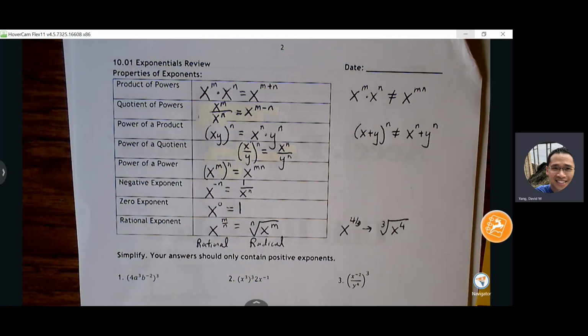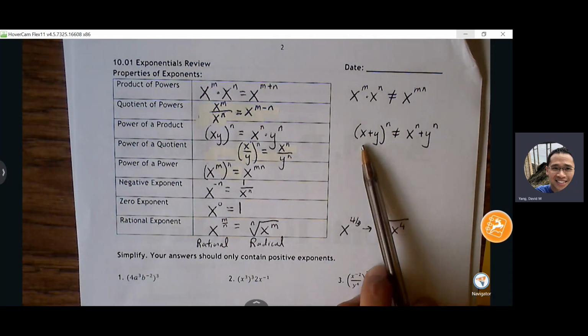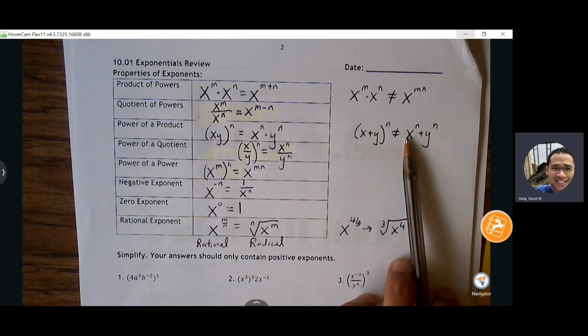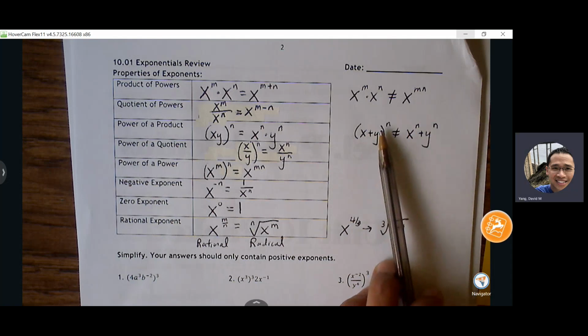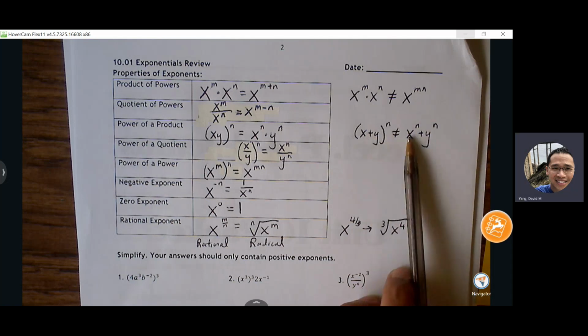Quotient of powers. If I'm dividing bases, I can subtract exponents. Power of a product. This tells us that I can distribute the exponent through as long as what's inside the parentheses are multiplied together. If what's inside the parentheses are added together, we're kind of stuck. We don't have a nice rule that allows us to distribute the n through and then add the terms. It feels like a natural thing to do, but it's not going to be correct.